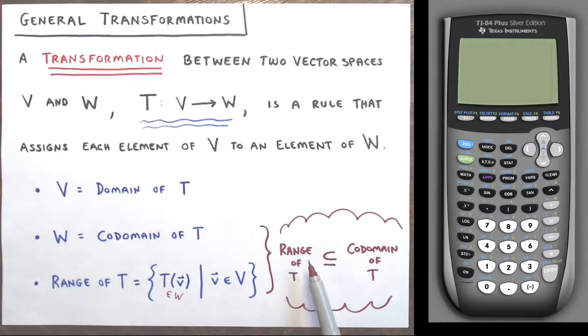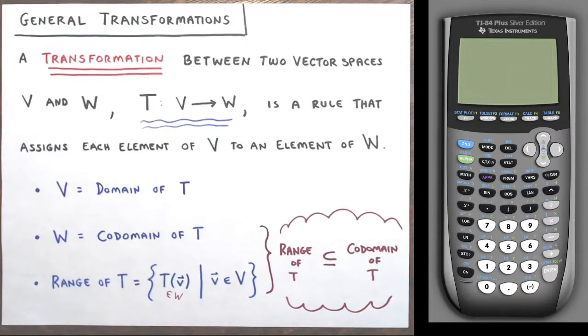So one huge thing to point out here is that the range of T is going to be a subset of the codomain of T, right? So that means every value of the range is in the codomain, but not necessarily every value of the codomain is in the range. They might be equal, right? You've got the little half equal sign. They might be the same set sometimes, but not always. Sometimes the range of T is a proper subset of the codomain of T, meaning that every element of the range is in the codomain, but not the other way around.